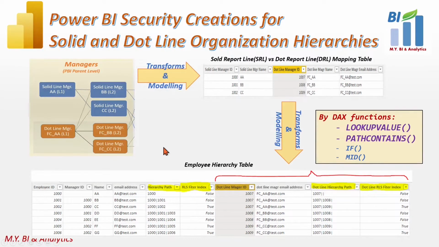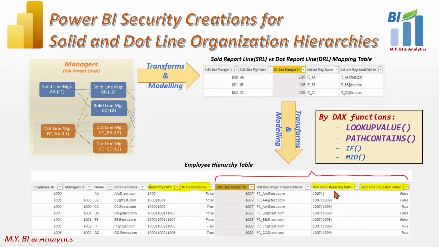We first convert the mixed report line hierarchy into a consolidated table which has a one-to-one mapping between the solid line manager and the dot line manager by manager ID. It is also the employee ID. Then add manager name and email address in the table as well. The key step of the approach is applying text functions, LOOKUPVALUE, and PATHCONTAINS, etc. to transfer the parent-child lineage path from solid line manager to dot line manager by replacing solid line manager ID with dot line manager ID for all listed sales employees.